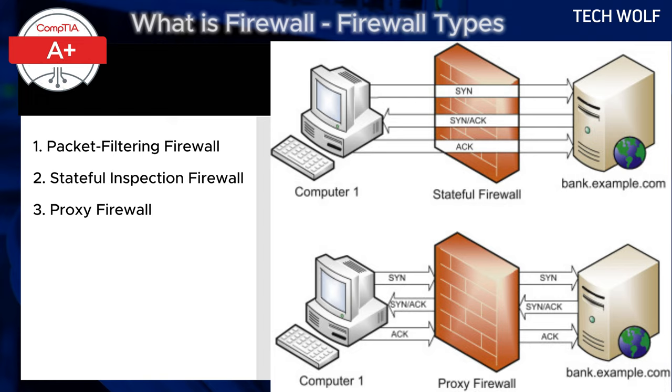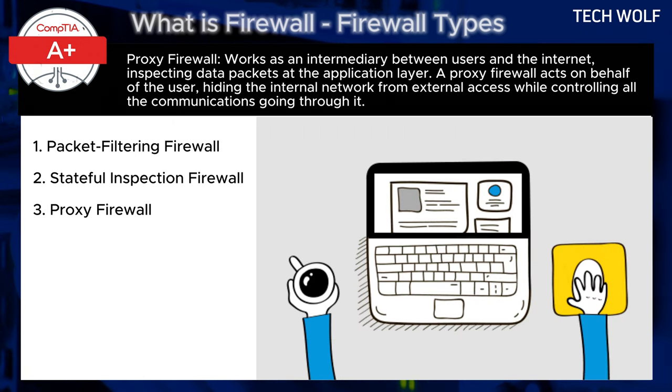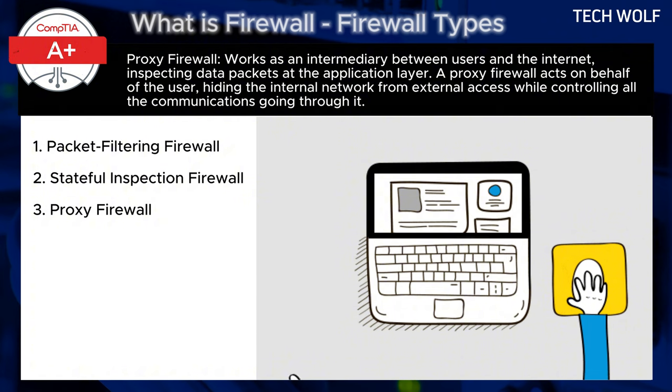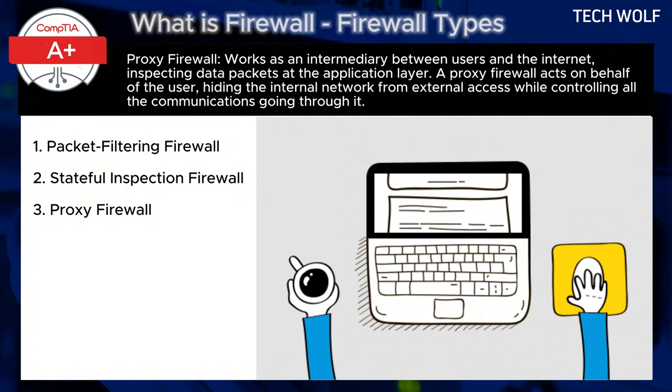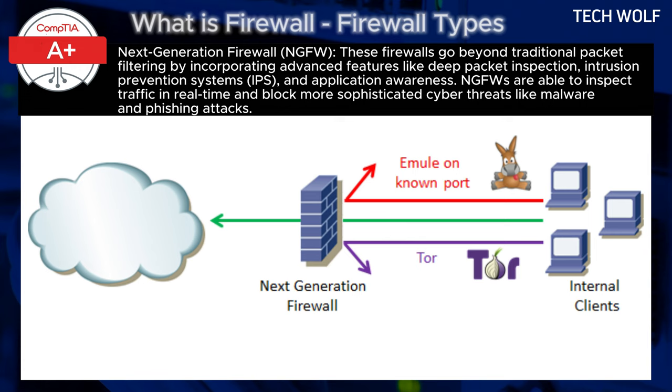Proxy firewalls. Proxy firewalls work as an intermediary between users and the internet, inspecting data packets at the application layer. A proxy firewall acts on behalf of the user, hiding the internal network from external access while controlling all the communications going through it. Next generation firewalls, or NGFW.